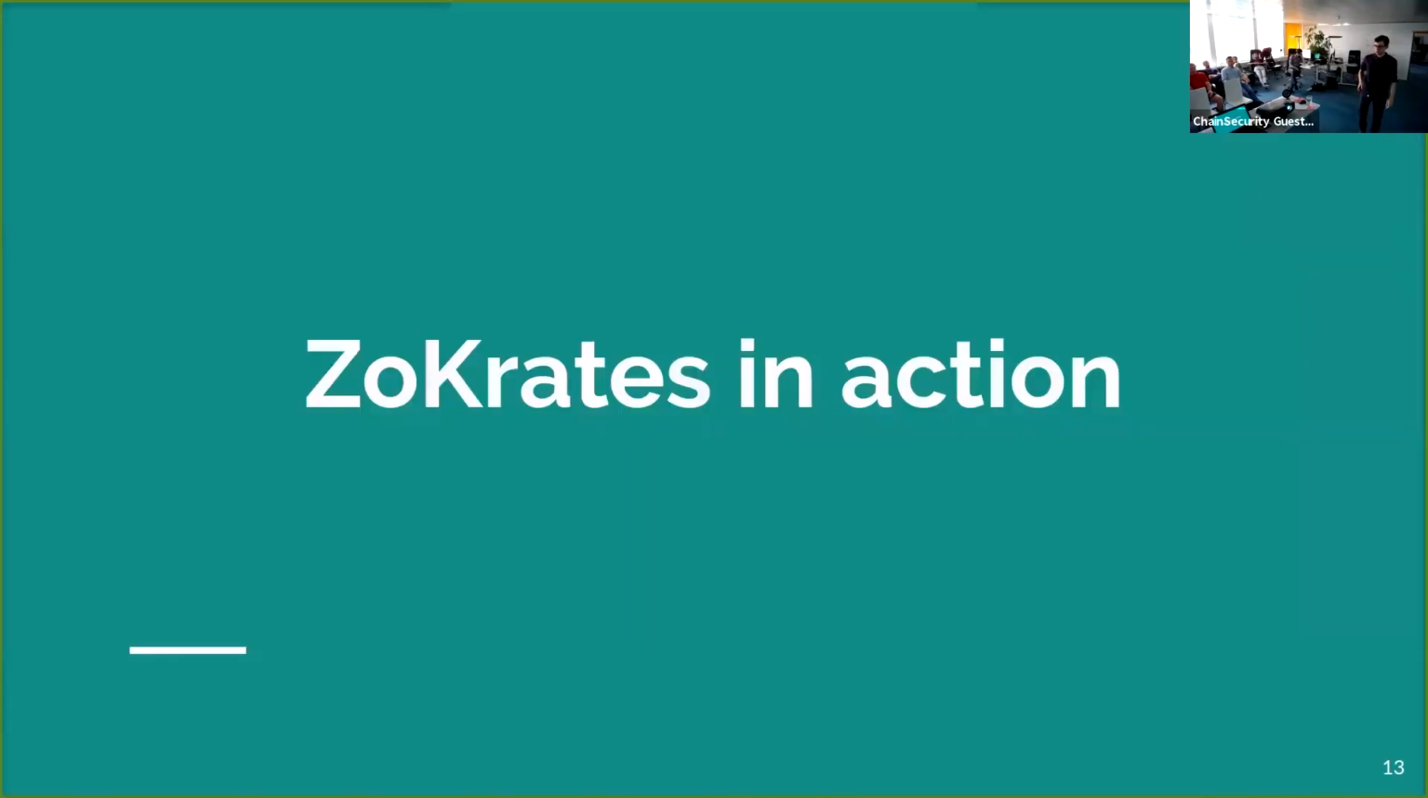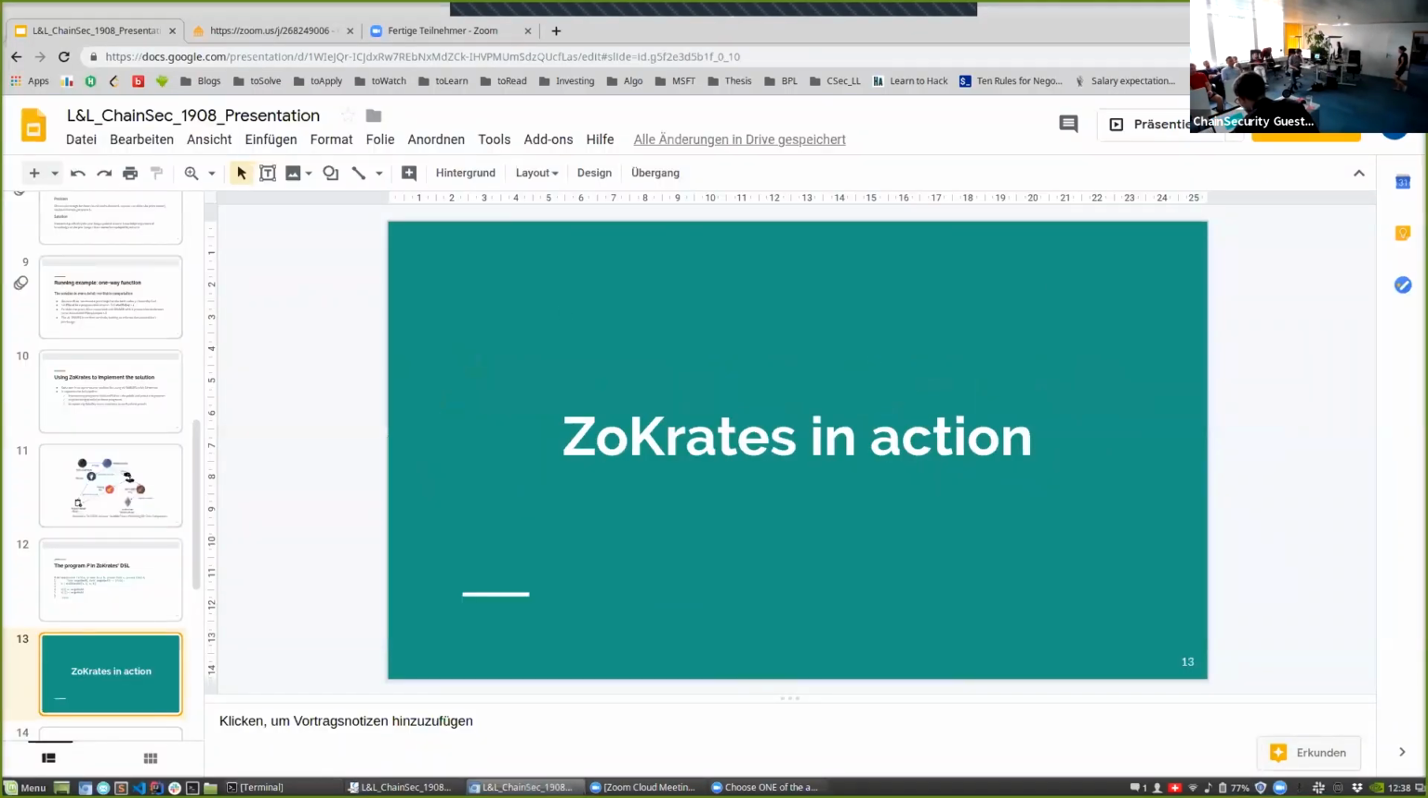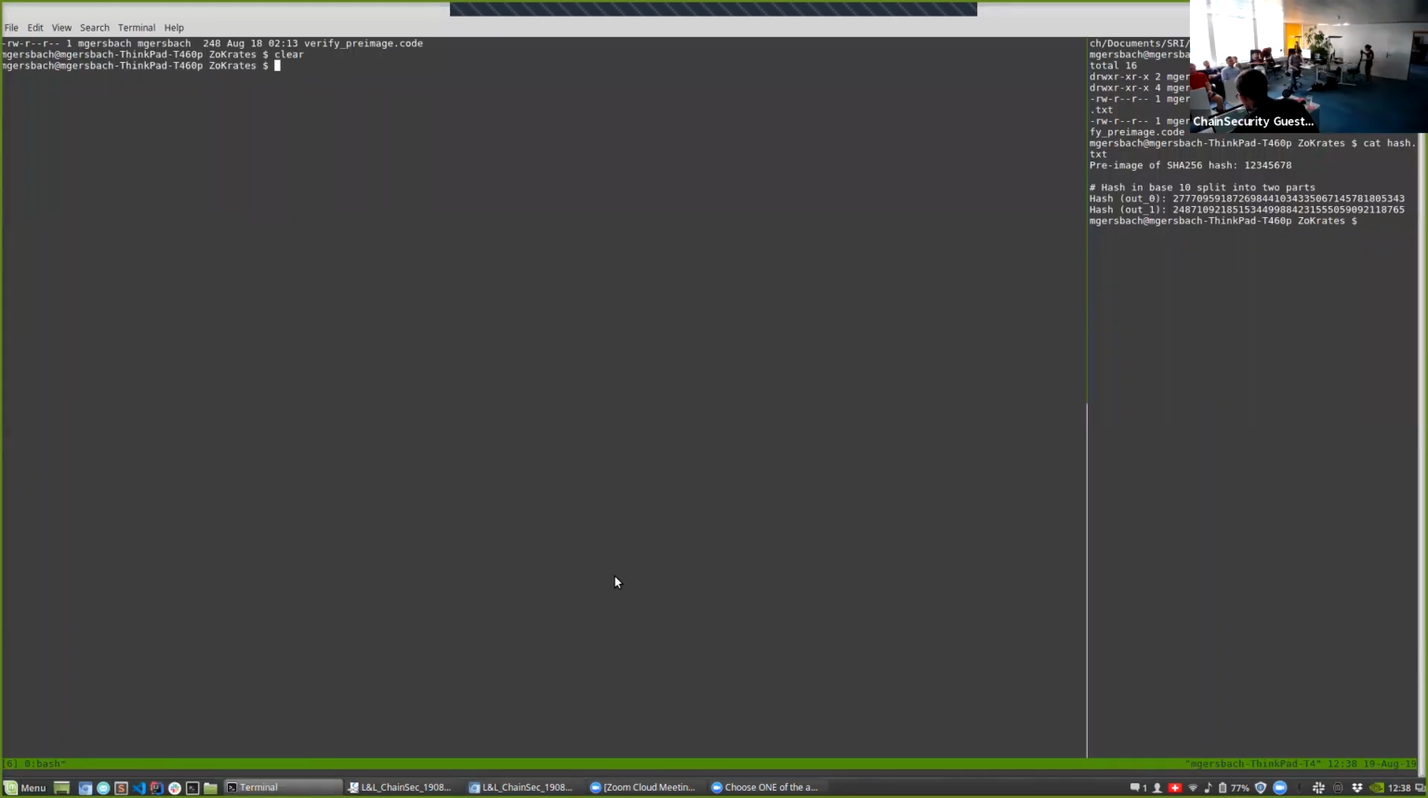So I will now go ahead and just quickly play through this workflow on our example program, just to see really, okay, how is Sokratis used in practice?